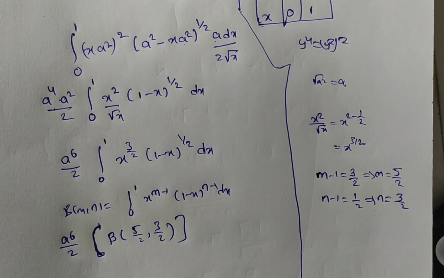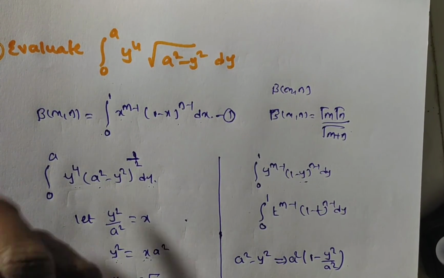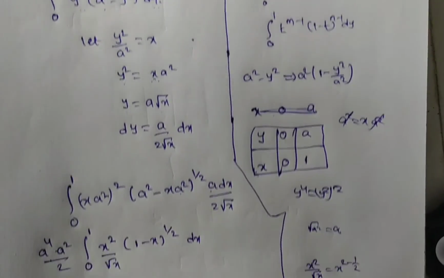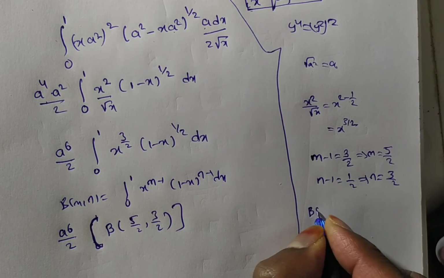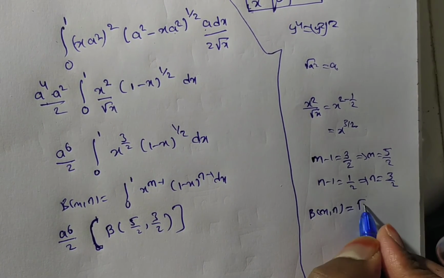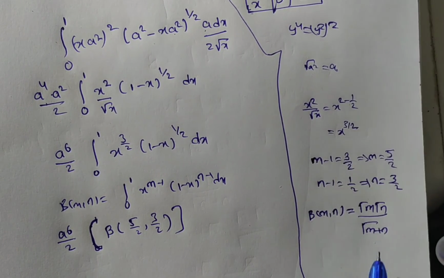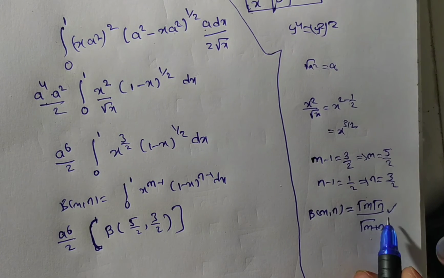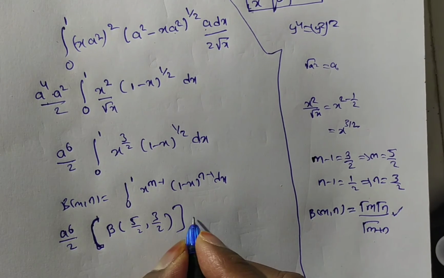But in the given problem, you see what they have given? The given problem says evaluate. So we have to do it completely. For this purpose we use the relation between beta of m comma n and gamma: beta of m comma n equals gamma m gamma n by gamma of m plus n. Friends, this relation is important for the exams also. This is equal to, you can write.